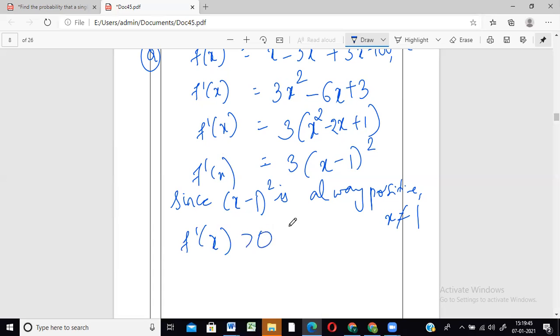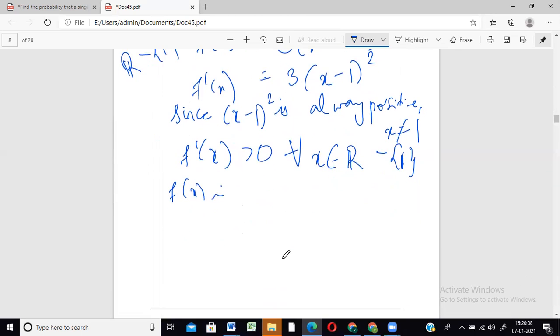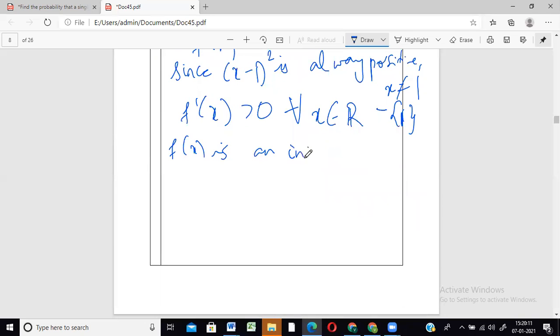Positive means it is greater than 0 for all x in the range of real numbers, except where it is taking the value 1. Okay, other than 1, correct? So we will write the entire set of real numbers minus the set containing 1, excluding that 1. Okay, that is what it is. Hence f of x is an increasing function for all x belonging to R, but just that one you have to remove. Other than the fact that when it is becoming 1, everywhere the function is an increasing function.